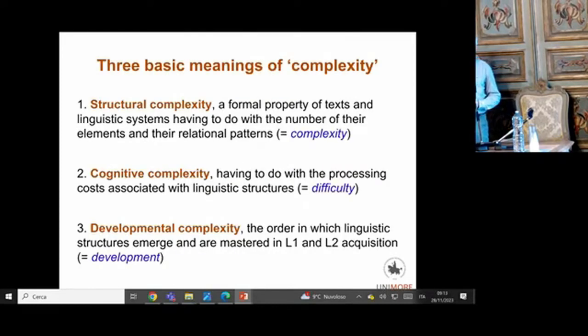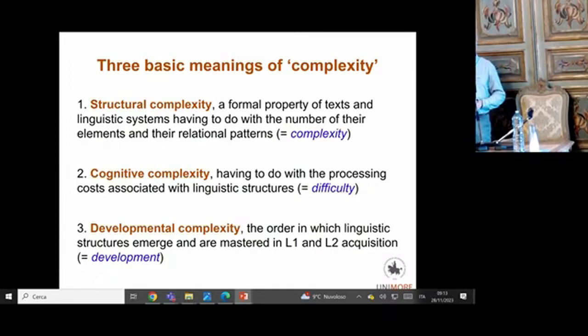So, as I said, complexity is a polysemous term, which has at least three basic meanings. One is structural complexity, that is a formal property of text or linguistic systems or structures that has to do with the number of their elements and their relational patterns. And this is what I call complexity. This is the only meaning of complexity that I think should be retained.